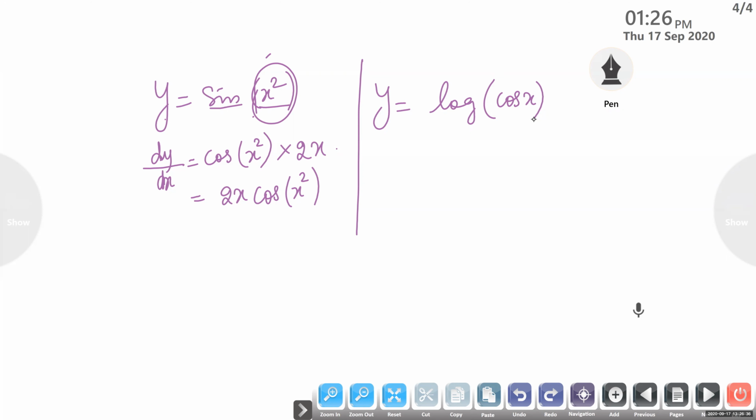Negative sin x. So y is a function in x. So we are going to find dy by dx equal to.